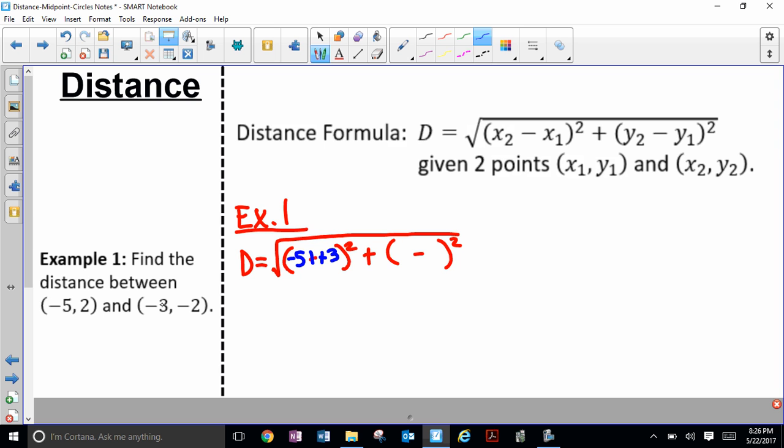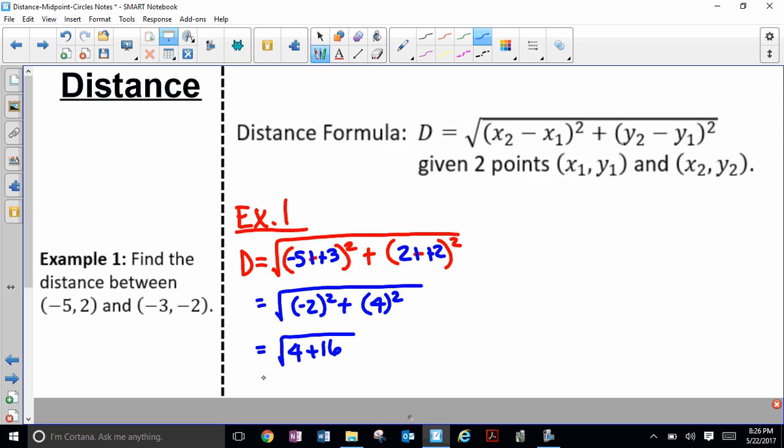So I did -5 minus -3, so now I'm going to do 2 minus -2, which is actually 2 plus 2. All right, so then I get -2 squared, and 2 plus 2 is 4 squared. So -2 squared is +4. Even if you get a negative in the parenthesis, when you square it, it will become positive. So that's why the order didn't matter of how you subtracted them. And then 4 squared is 16. So you get the square root of 20.